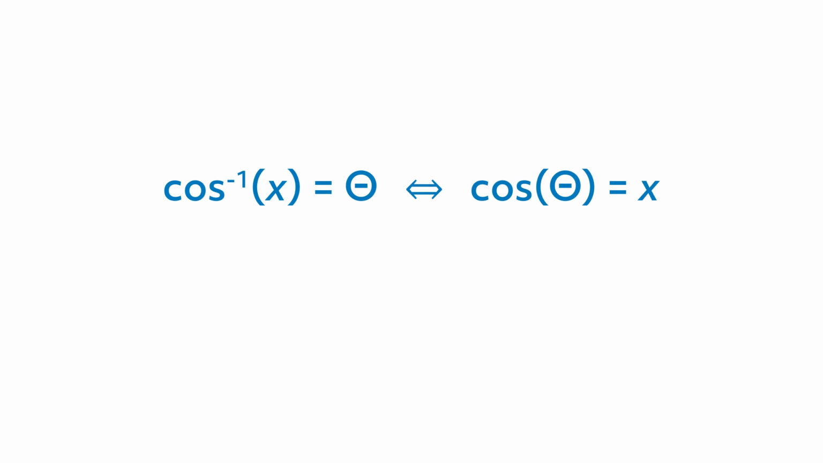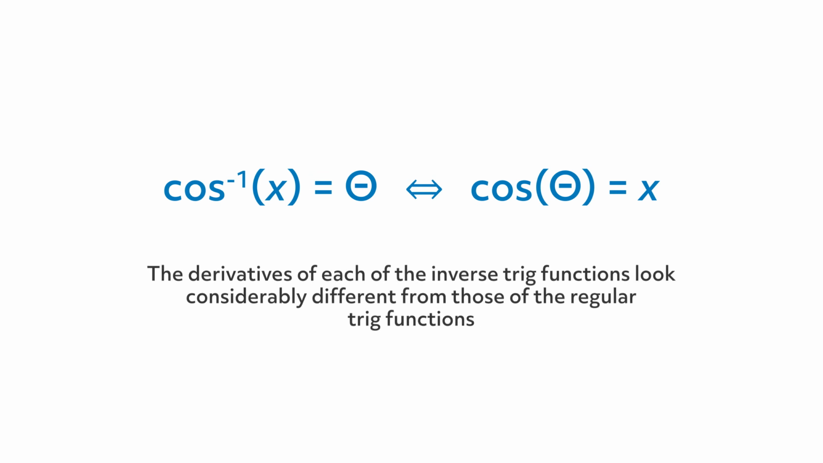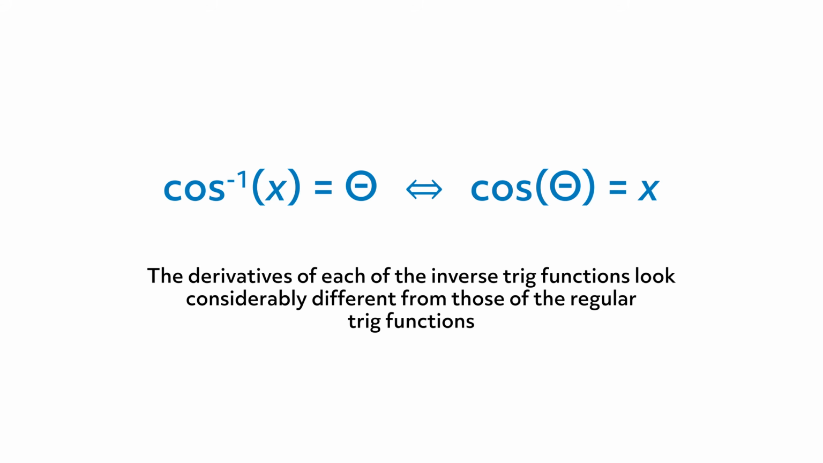The other inverse trig functions work in the same way. For example, cosine inverse of x returns the angle theta, which would solve the equation cosine of theta equals x. Now, the derivatives of each of the inverse trig functions look considerably different from those of the regular trig functions. Let's check them out now.